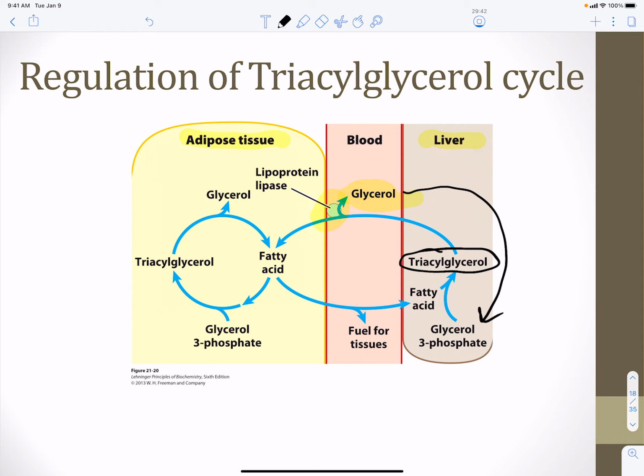Now, on the other side, you have the fasting stage. And so your fatty acids are going to be released for fuels, right? And then you're going to also release glycerol in that case, and then the glycerol will go to glycerol 3-phosphate.